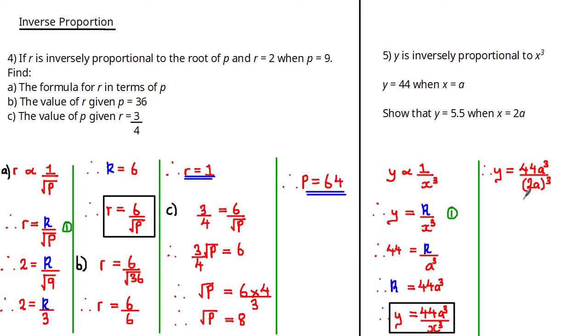All right, so expanding the denominator, we get that y is equal to 44a cubed divided by 8a cubed. 2 cubed is 8 and a cubed is a cubed. And now we should notice that we have some terms that cancel. We can divide the numbers 44 and 8 by each other to get 5.5. And we should also notice that we're going to get cancelling of the a cubed terms, giving us that y is equal to 5.5 as required.